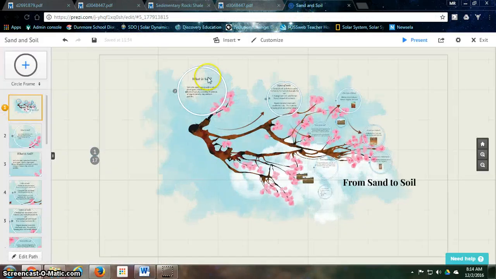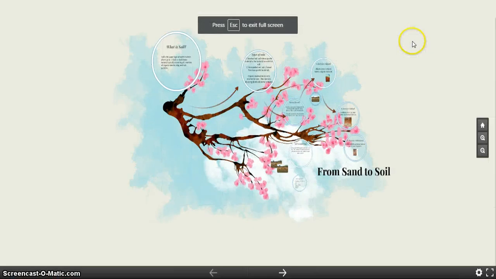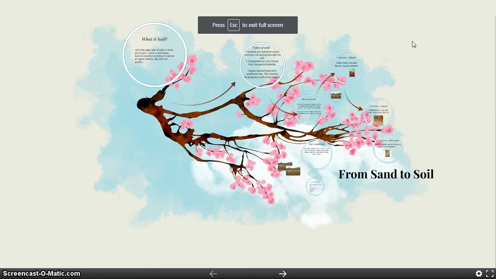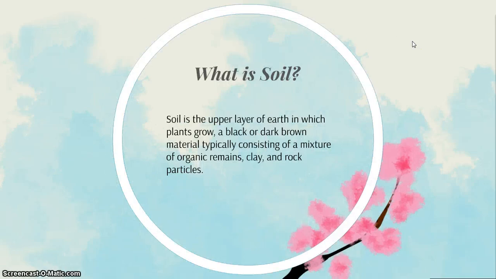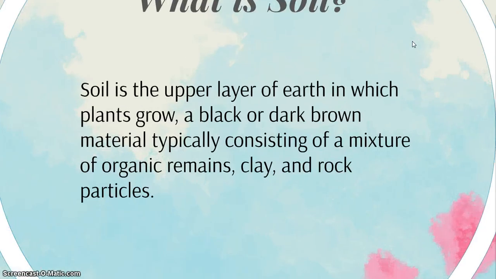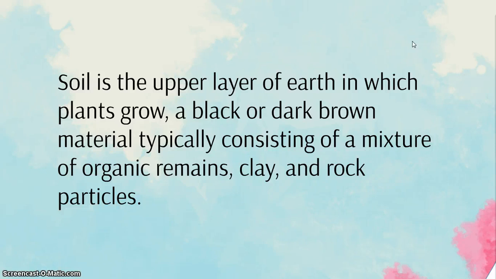Then we moved on and we started to look over our notes on the topic. So we had some notes on sand. As we're going through from sand to soil, we started off with our definition of what soil is, and this goes back to our vocabulary definition of soil being the upper layer of the Earth's crust where plants grow, a black or dark brown material typically consisting of a mixture of organic remains, clay, and rock particles, weathered rock material.